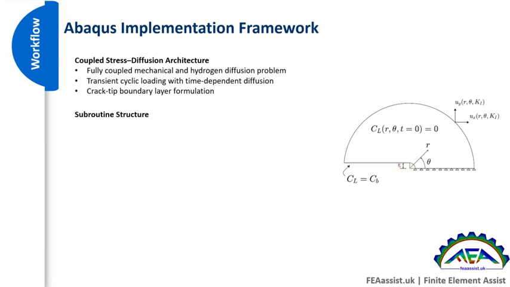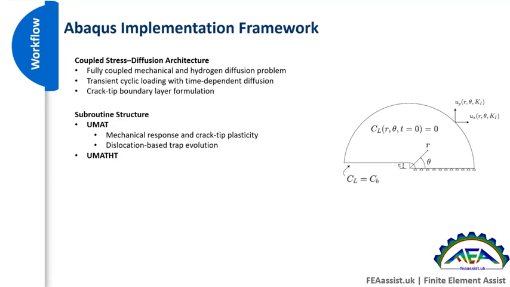So let's talk about subroutine structure. UMAT. We use UMAT for mechanical response and crack tip plasticity. To compute all these things, we need hydrostatic stress and plastic strains. These are coming from UMAT. And dislocation-based trap evolution is also in UMAT.